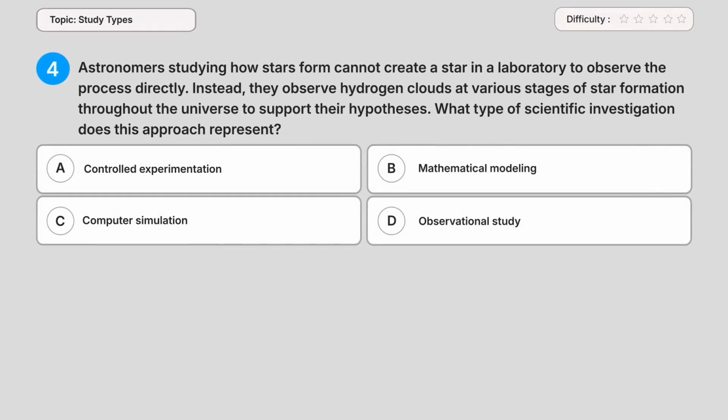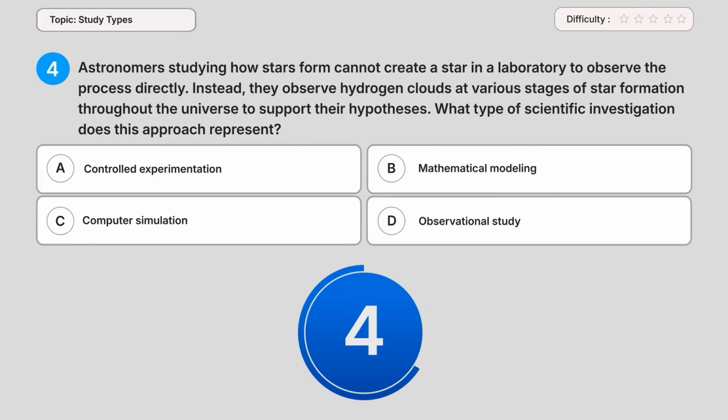4. Astronomers studying how stars form cannot create a star in a laboratory to observe the process directly. Instead, they observe hydrogen clouds at various stages of star formation throughout the universe to support their hypotheses. What type of scientific investigation does this approach represent? A. Controlled experimentation. B. Mathematical modelling. C. Computer simulation. D. Observational study.